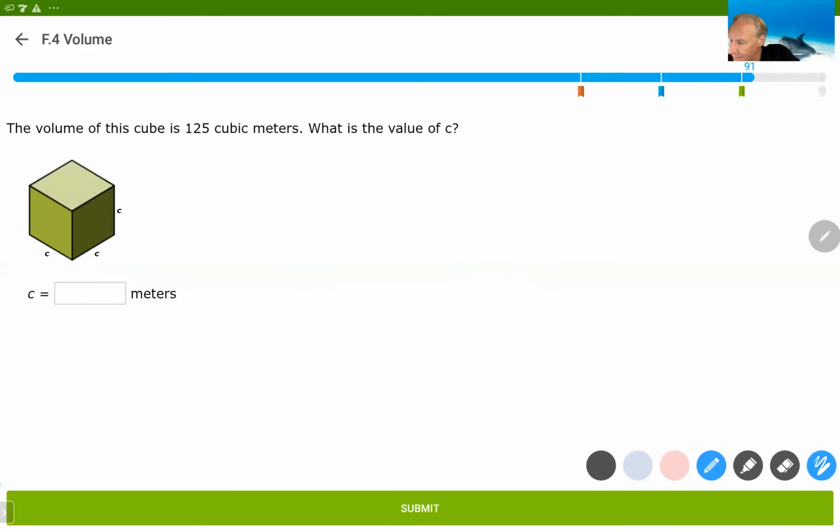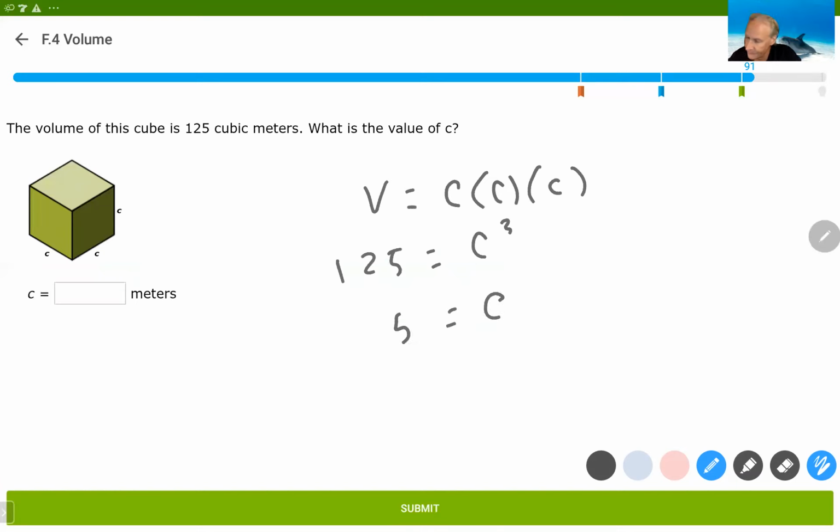All right, what is the value of C? Since C cubed is 125, since volume equals C times C times C, 125 is equal to C cubed, and so C is equal to the cube root of 125, which is 5.